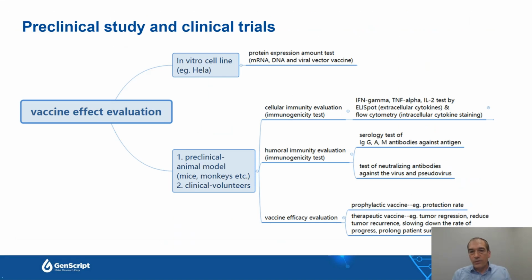So for preclinical studies, usually vaccine effectiveness needs to be evaluated, sometimes in vitro, looking at protein expression levels to determine how well the molecule is expressed. If it's mRNA, for example, or DNA vaccines, then usually immunity needs to be determined based on animal models, mouse models, monkey models, and so on. So cellular immunity evaluation needs to be performed looking at cytokine levels, sometimes using ELISpot or flow cytometry, humoral immunity evaluation, looking at IgG, IgA, IgM expression, neutralizing antibody expression determinations using either ELISA kits or a virus or pseudovirus, and vaccine efficacy needs to be determined.